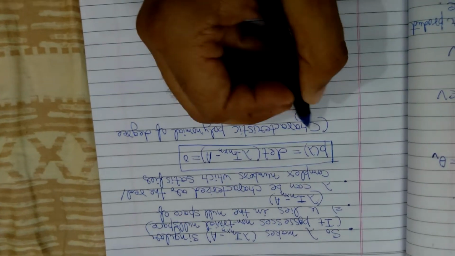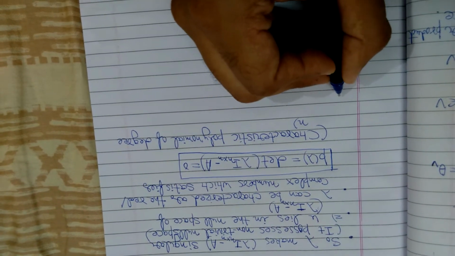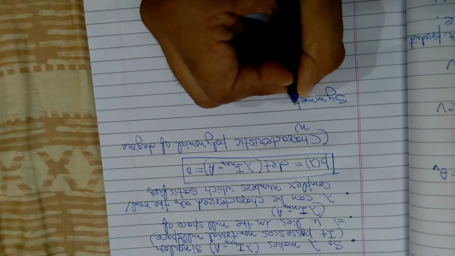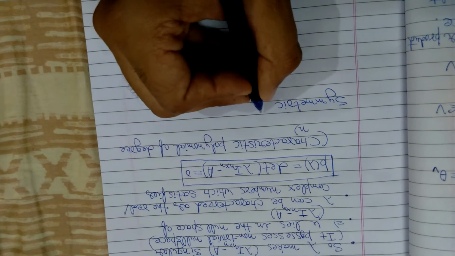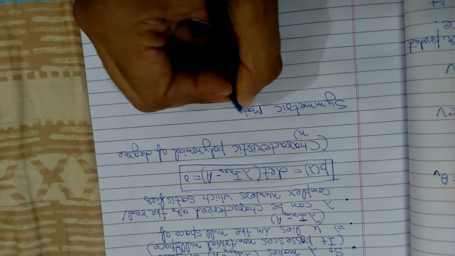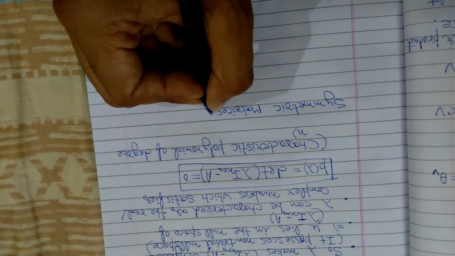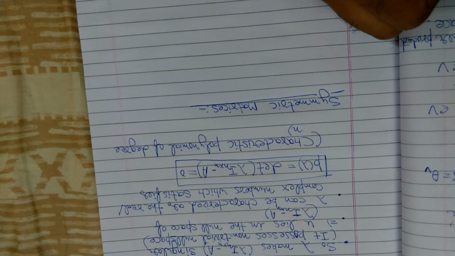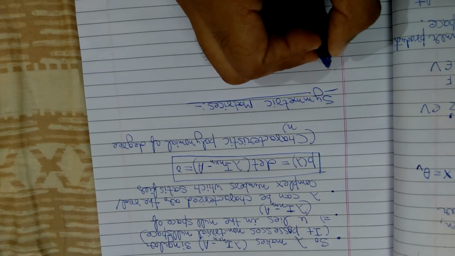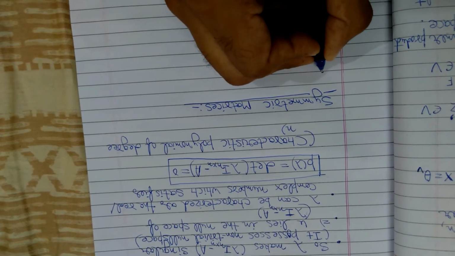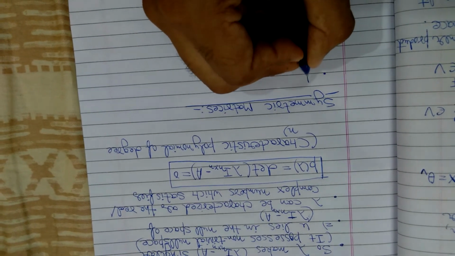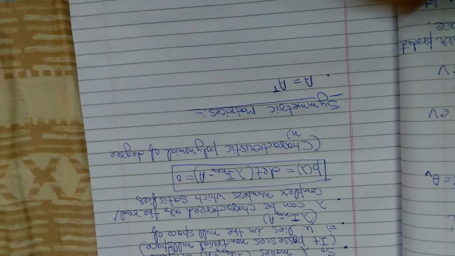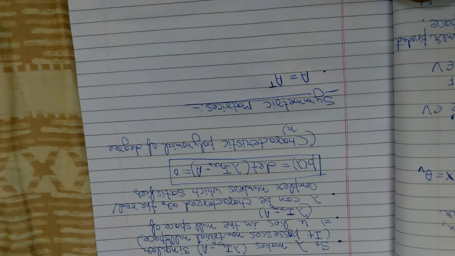So now the next thing is symmetric matrices, fine. So what are symmetric matrices? For a symmetric square matrix, A will be equal to A transpose. Transpose of A will be the same as A, right? Fine.